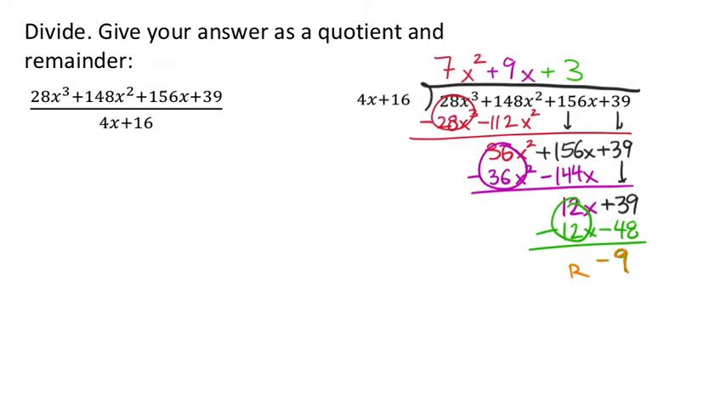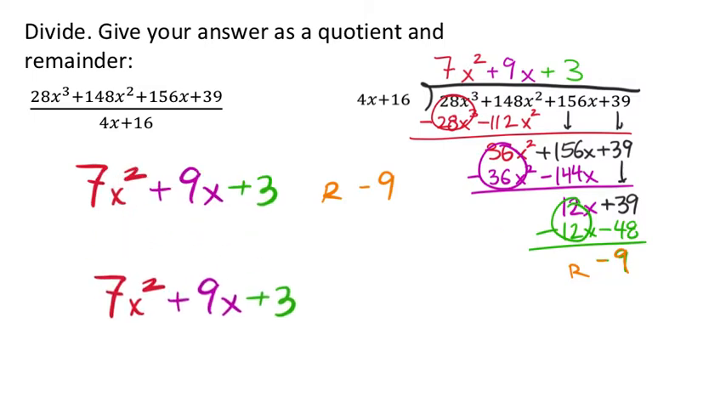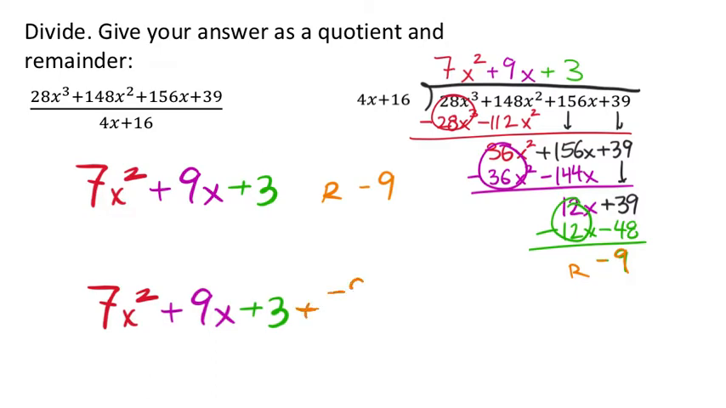So what is our final answer, our quotient? Well, it was 7x squared, plus 9x, and then plus 3. But then we had a remainder of negative 9. And again, I'll show this both ways because it may ask for either one. You'd add, well, you could say plus negative 9, I suppose, over whatever your divisor was in the beginning, 4x plus 16. Either one of these works.